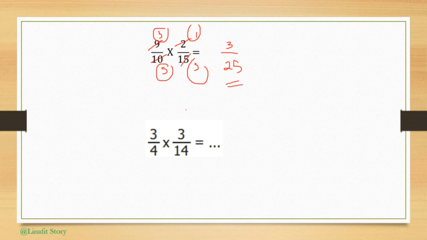Next, how about 3 out of 4 times 3 out of 14? Over here you cannot use the cancellation method, so you have to multiply the top number. 3 times 3 equals 9, and then you multiply the bottom number. 4 times 14 equals 56. So 9 out of 56, and the fraction is already in its simplest form.